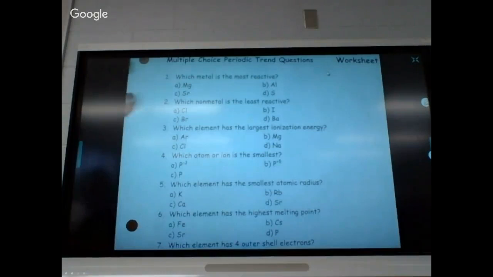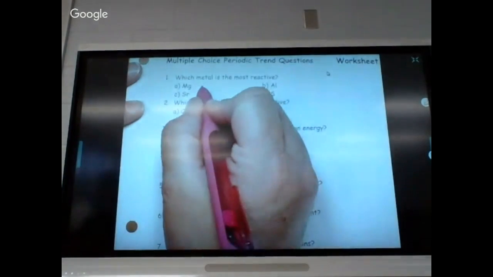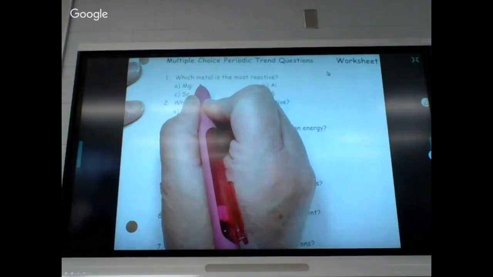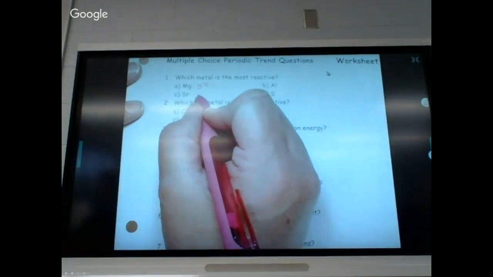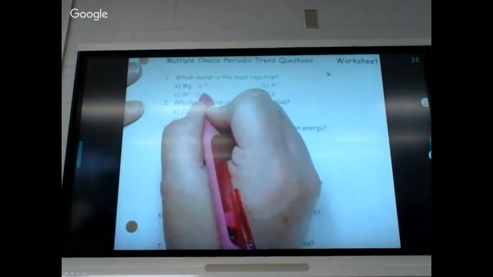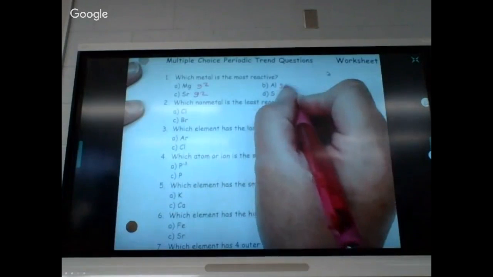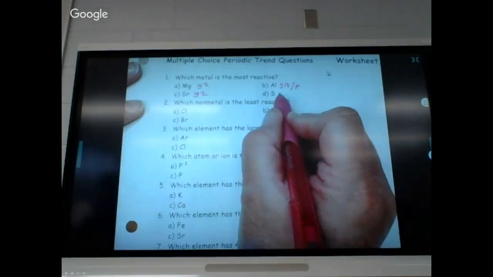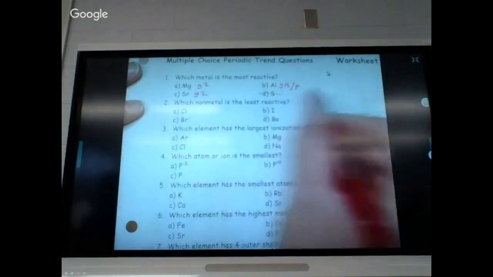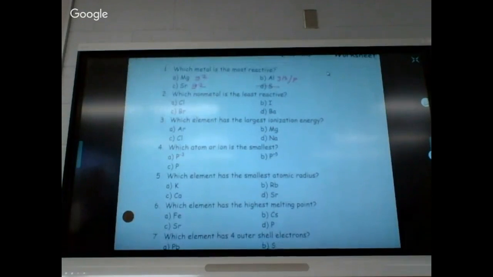Alright, who is the most reactive? What can you tell me about Mg? Where's it at? Alright, group 2. Sr. Group 2. What can you tell me about Al? Alright, you can say group 13. It's also what we call the p block. And what can you tell me about S? It's a non-metal, so we should just take it out of the running altogether.